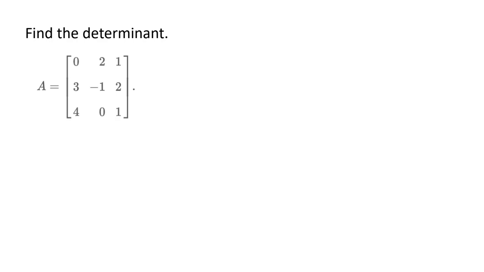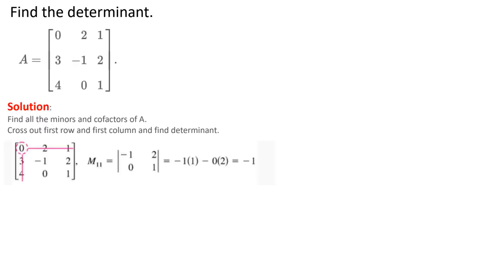If we want to find the determinant for this, again, if you're allowed to use a calculator, you can put this in the calculator and it'll give you your answer. If not, we can still do it by hand. The first step is to find all the minors and cofactors. What you want to do is circle that first number, and we're going to cross out that first row and the first column.